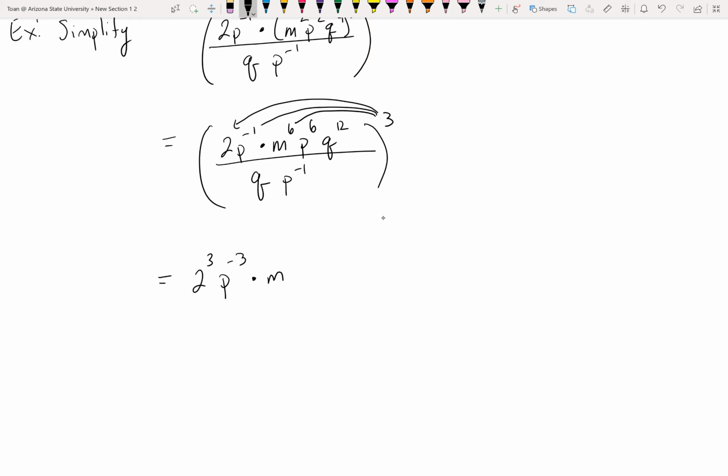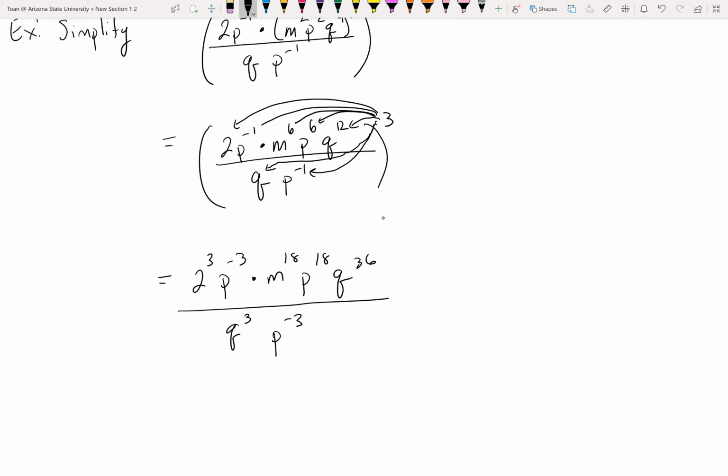M to the 6 times 3 is m to the 18. Same thing with the p, because it also has a 6. And then for the q, 3 times 12 is a 36. All over, you got to distribute to the denominator as well. So 3 to this q is q to the third, and 3 to this negative 1 is p to the negative 3.